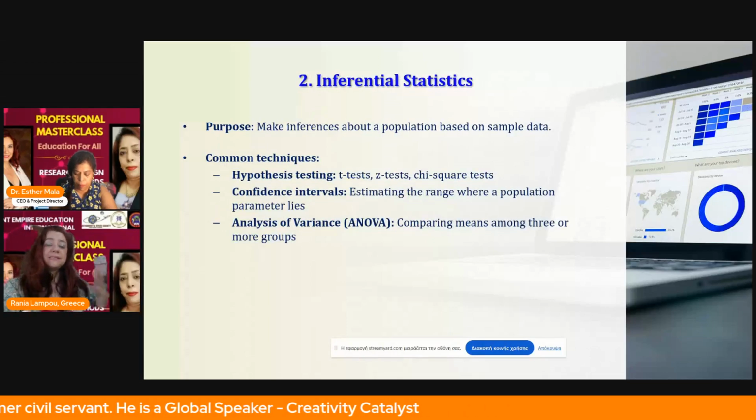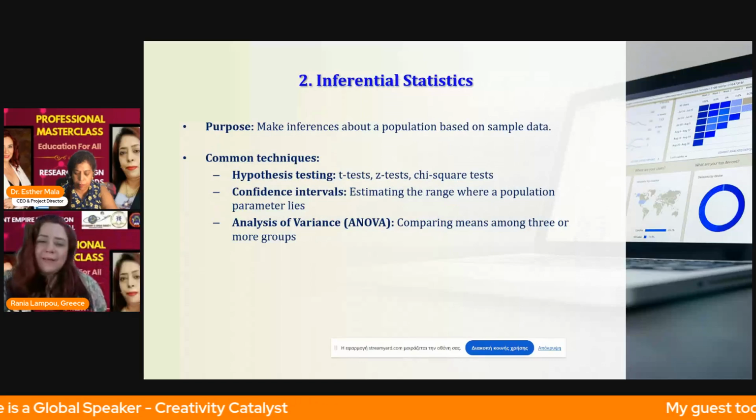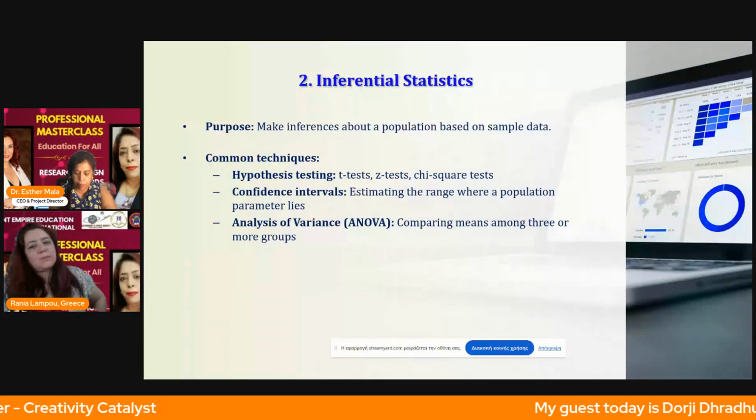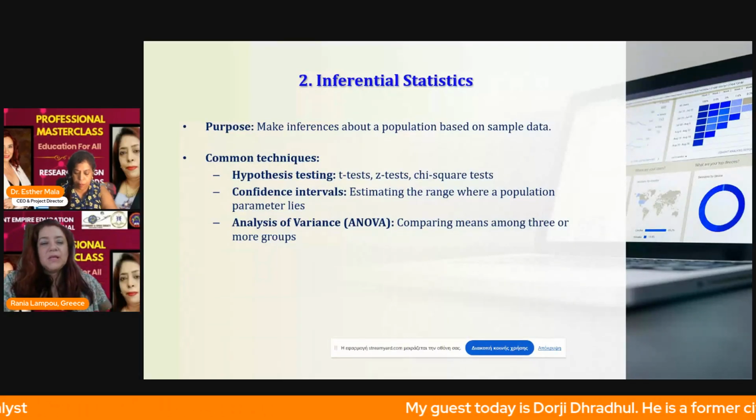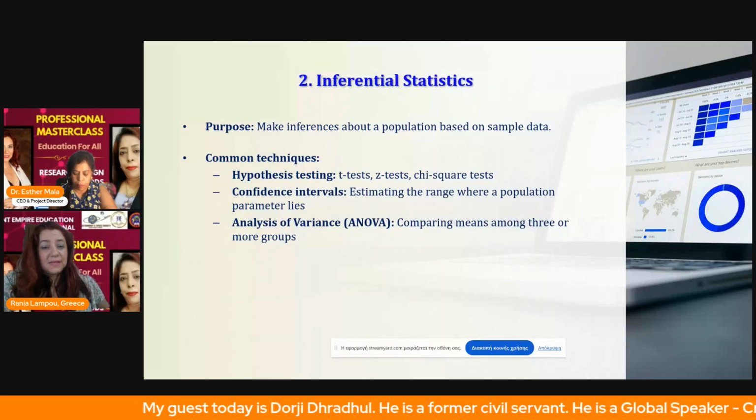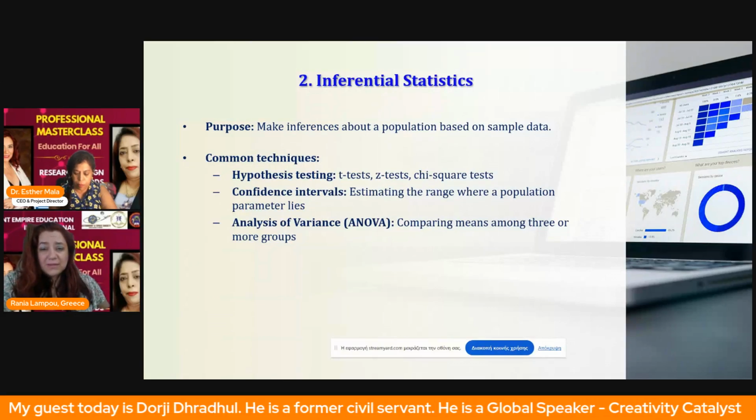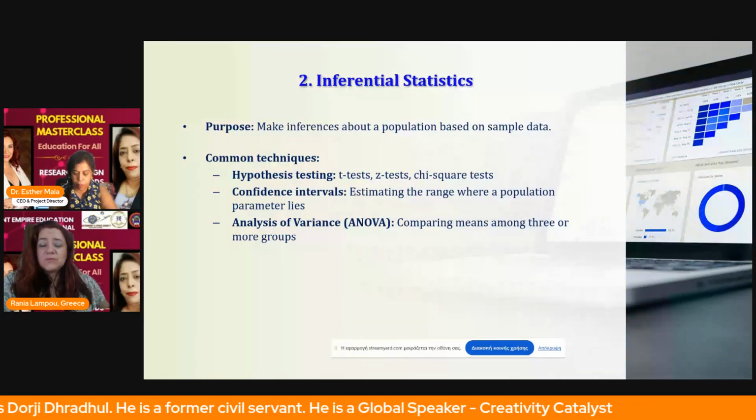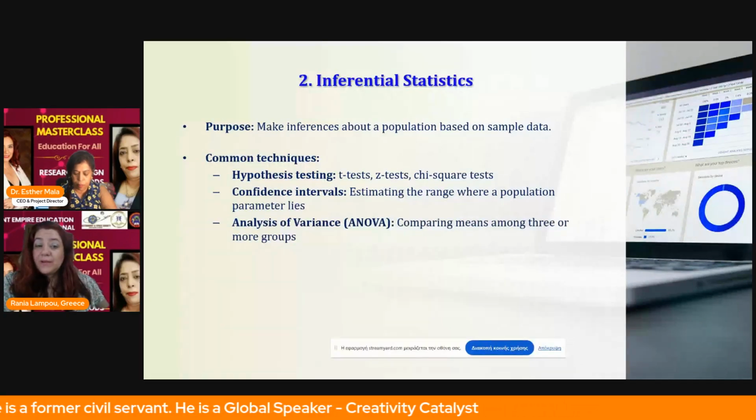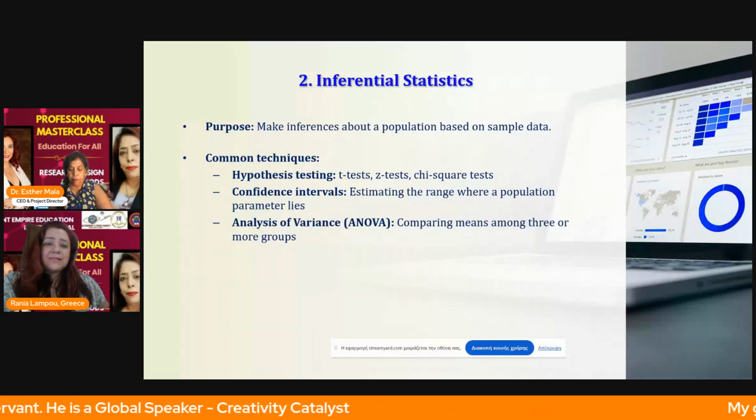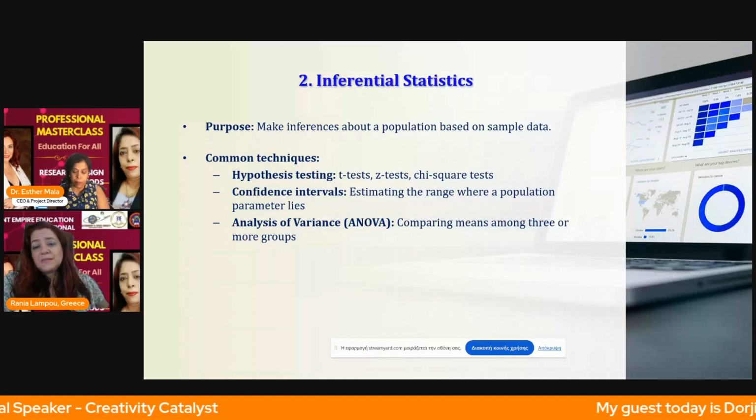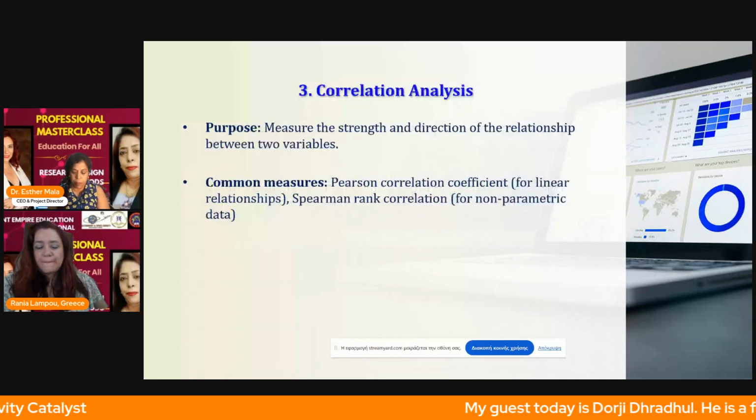Inferential statistics, when we want to make inferences about a population based on sample data. So what are the common techniques here? Hypothesis testing: t-test, z-test, chi-square test. Confidence intervals, where we try to estimate the range where a population parameter lies. And analysis of variance, where we try to compare means among three or more groups.